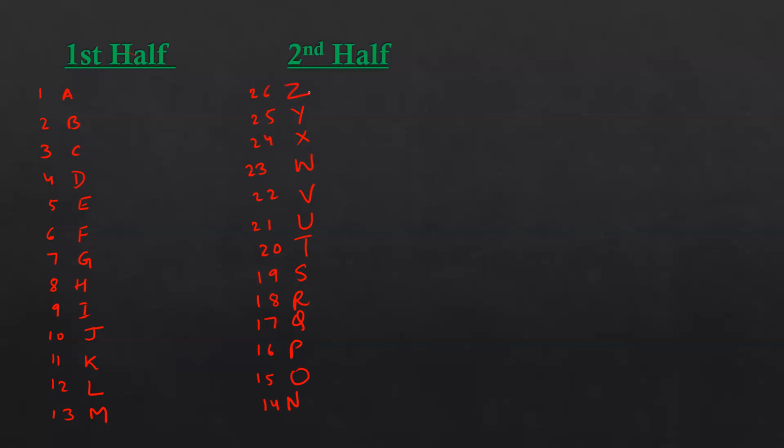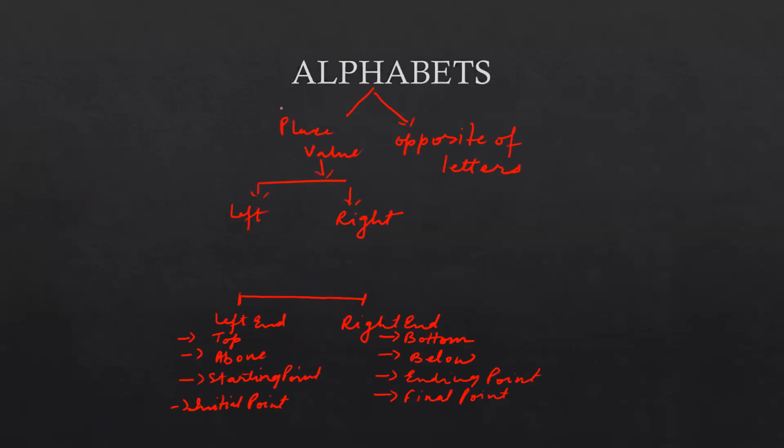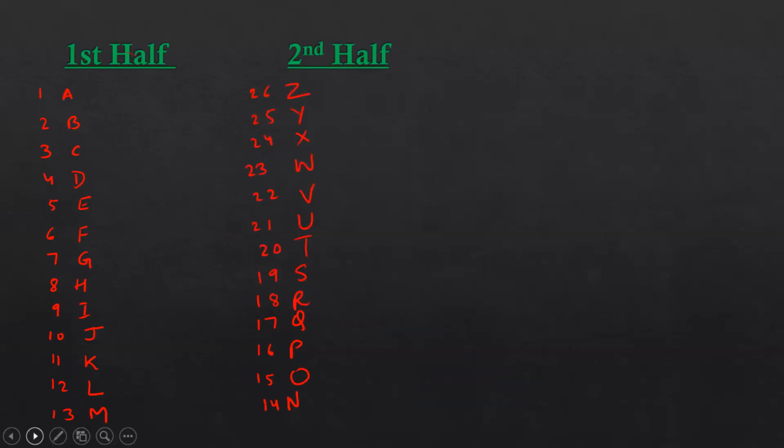Okay. So this is how we have arranged from 1 to 13, and then from down, 14 to 26. So what do we have to study? We said that we will be studying the alphabets, the place value and the opposite of letters. So we have arranged the letters in two halves, first half and second half.